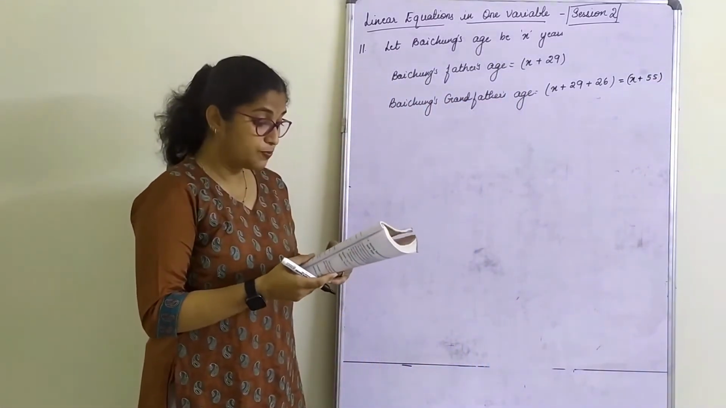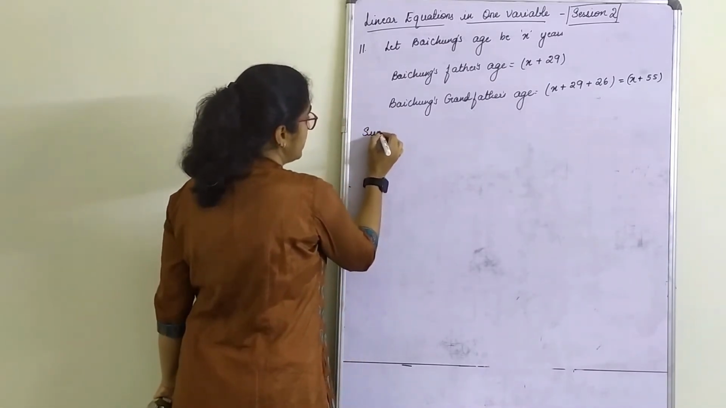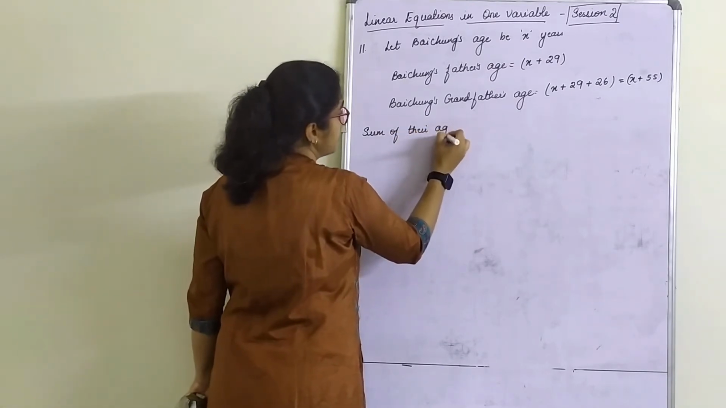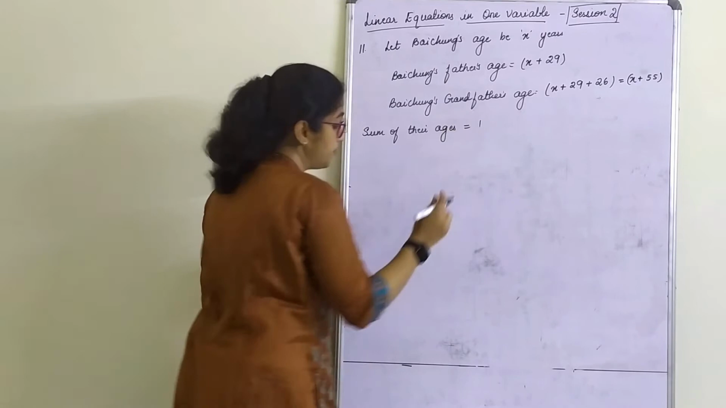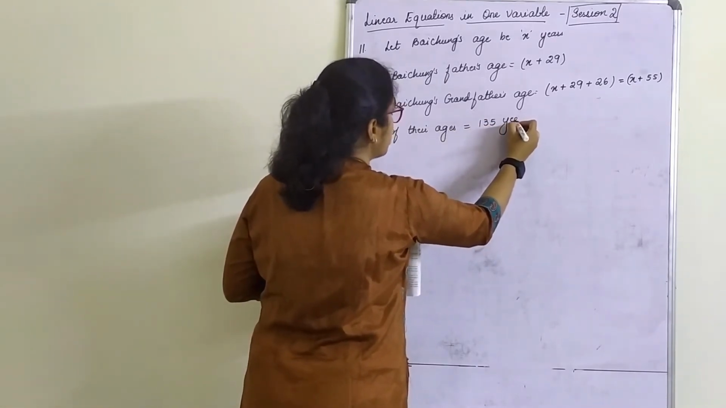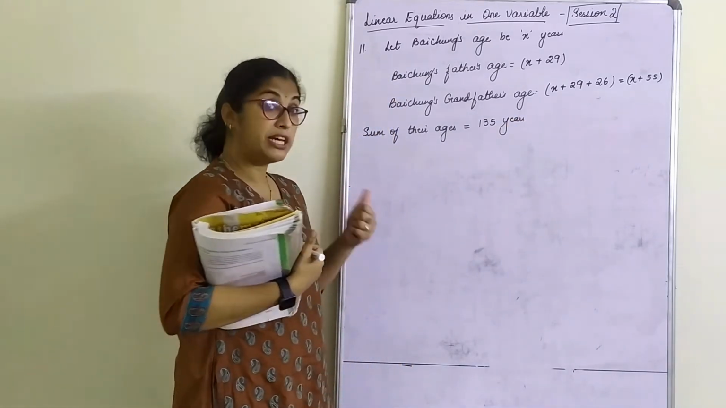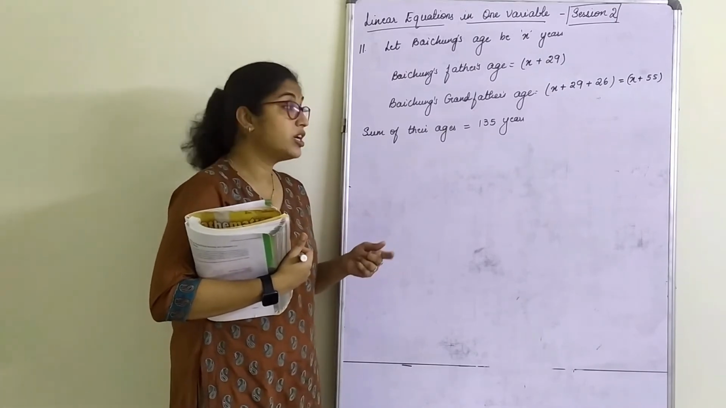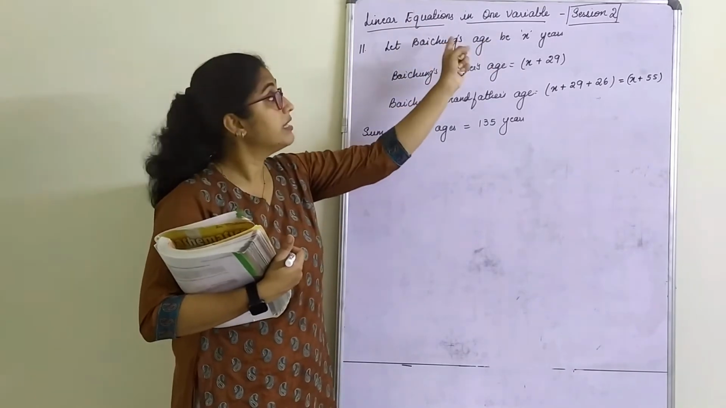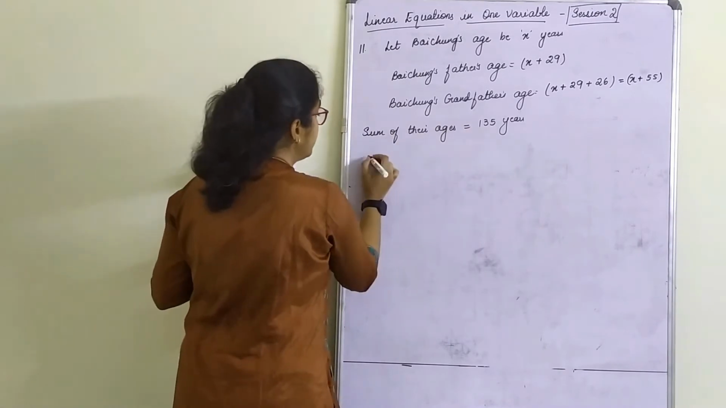Finally, what they have asked? Sum of their ages is 135 years. Initially, if you start writing his grandfather's age, you will not get it. So first Baichung's age you have to write, then father's age with respect to Baichung, and then his grandfather's. Means you see the relation between Baichung and his grandfather. So add up everything.